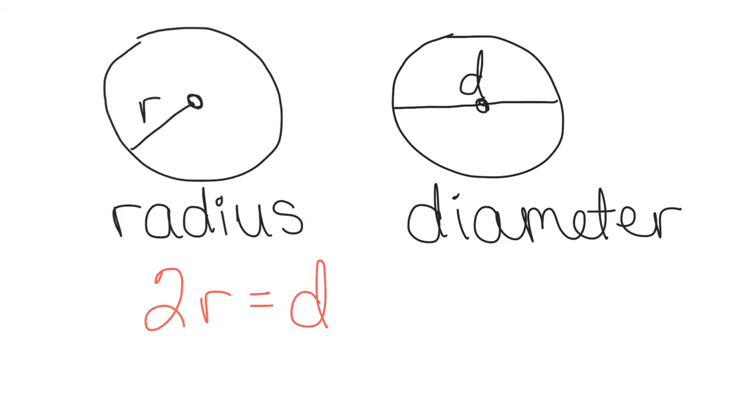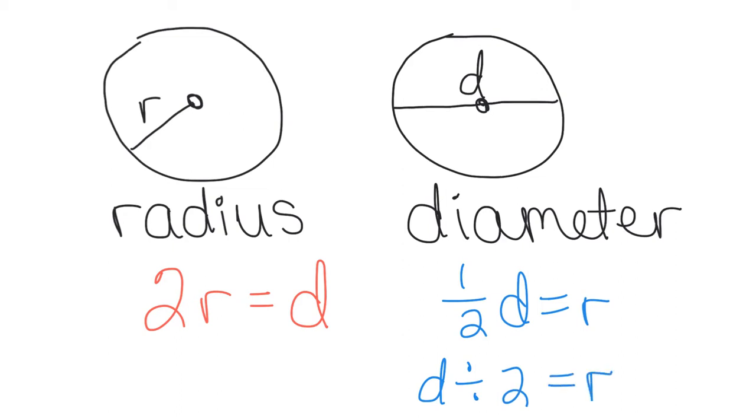Well, what if I'm given the diameter and I need a radius? Divide it by 2. So either half your diameter equals your radius, or your diameter divided by 2 is equal to your radius. As we work through these, we have to pay attention to our formulas. Do I need a D for diameter, or do I need an R for radius? And we need to make sure that we're given the right information. Good so far?